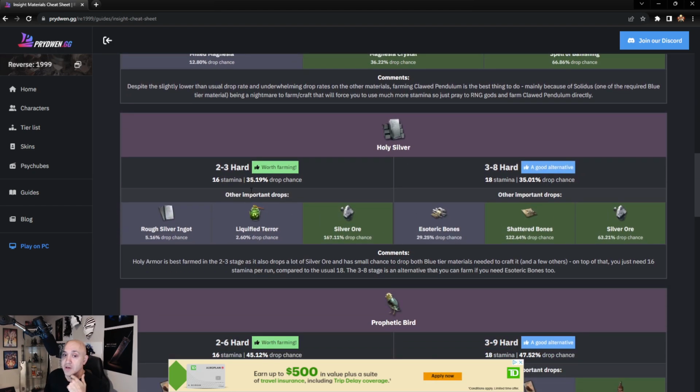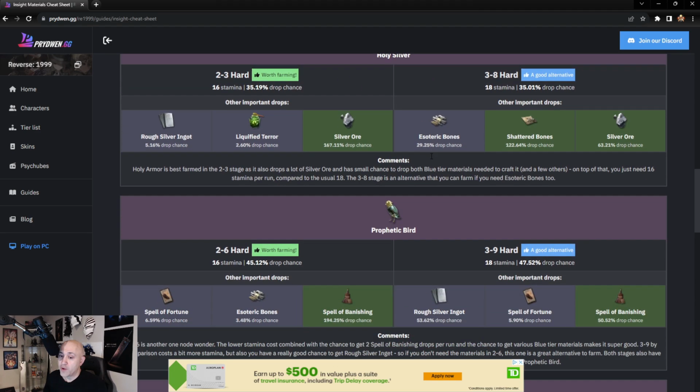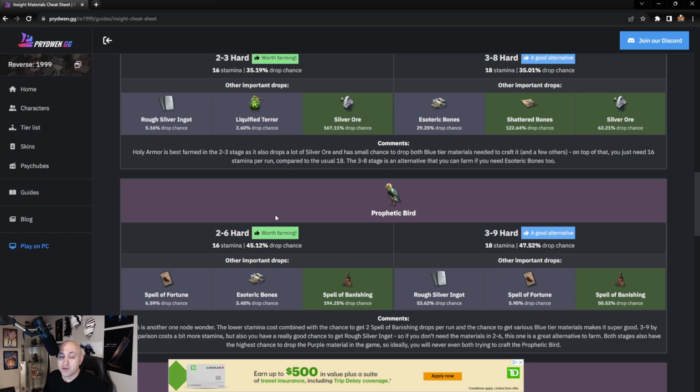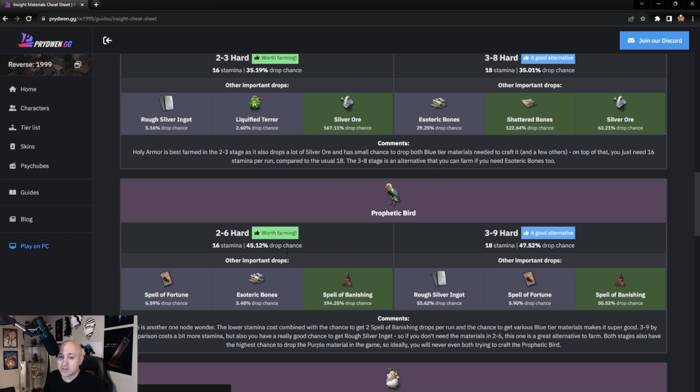Okay, holy silver. 2-3, worth farming. A good alternative is 3-8. The reason why it's good farming here, look at the silver, 167%. This one is 122%. So whether you need the silver ore or the shattered bones, either way, worth farming for those materials. Plus you get a chance at the holy silver at a fairly good rate. Prophetic bird, this one here is also 45%, 47. So again, very good, easy to farm.